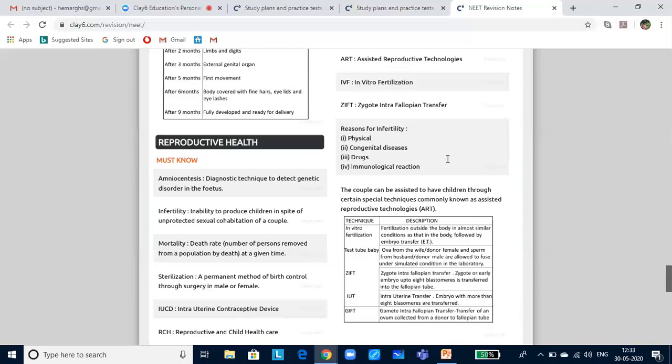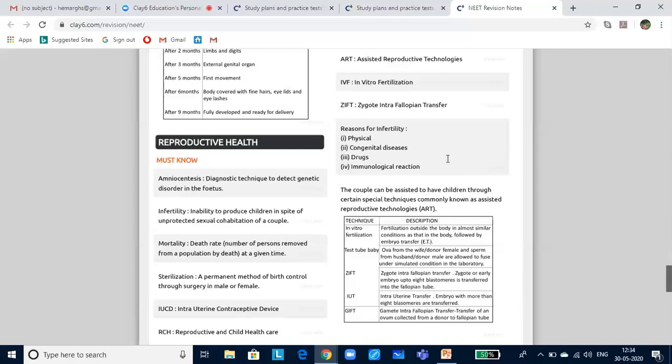Now let us look at infertility. Infertility is a problem in which married couples are unable to produce children in spite of unprotected sexual intercourse. Infertility could be due to many causes: congenital diseases, drugs or immunological reactions, or even at times it could be psychological. To help such couples, there are now assisted reproductive technologies which help the couple to produce children. Now let us look into these techniques.